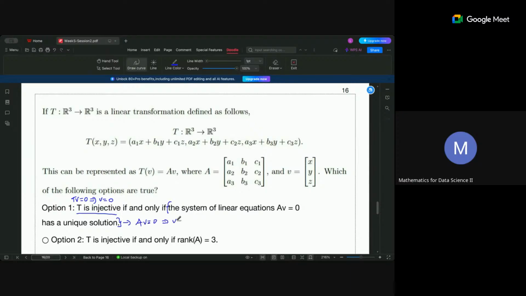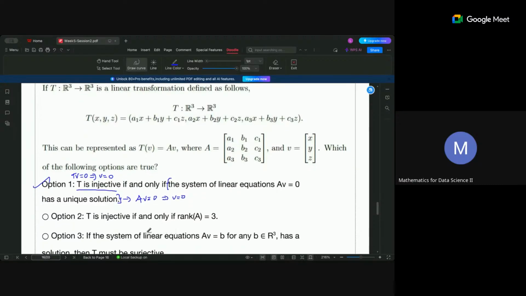The solution of this is V equal to 0, correct? Yes. So are they the same? Because TV equal to AV, yes. Now T is injective if and only if rank of A is equal to 3.